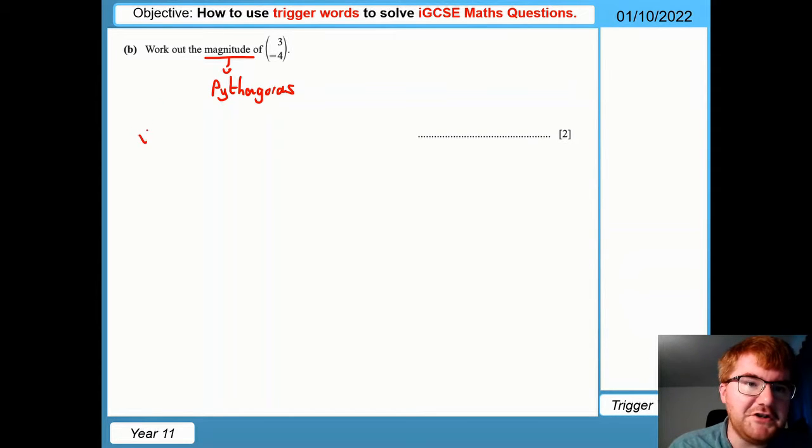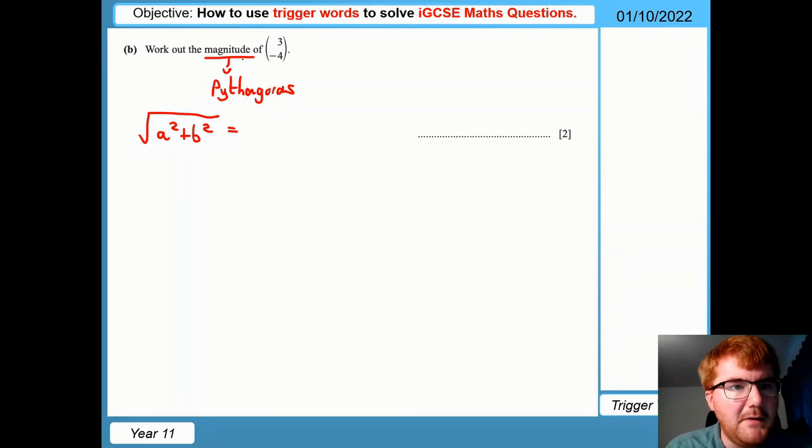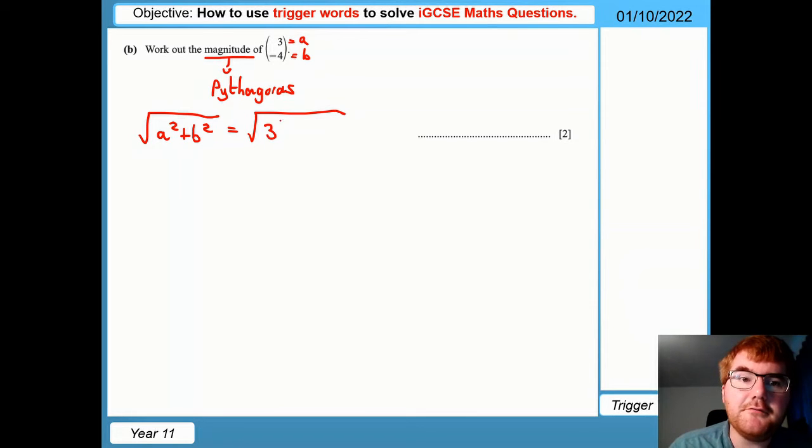And remember that formula I just gave you with the square root of a squared plus b squared. All I do is put these numbers in. So my a will be 3, this will be my a, this will be my b. If I put these in carefully here, so 3 squared plus minus 4 all squared. Again, this is just working through the procedure.